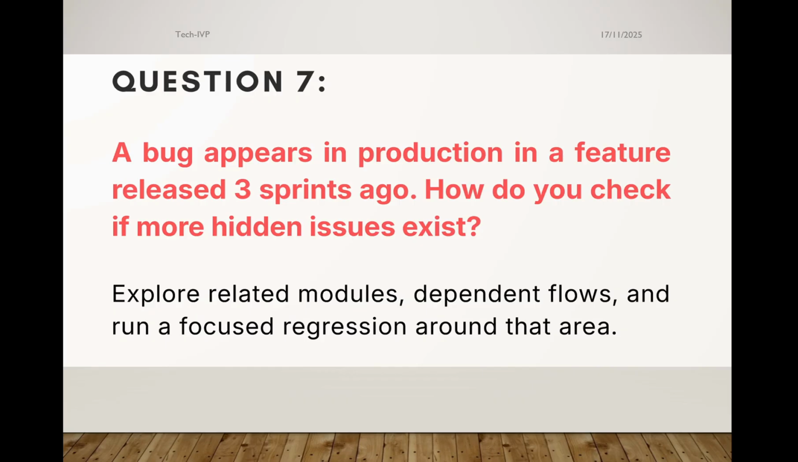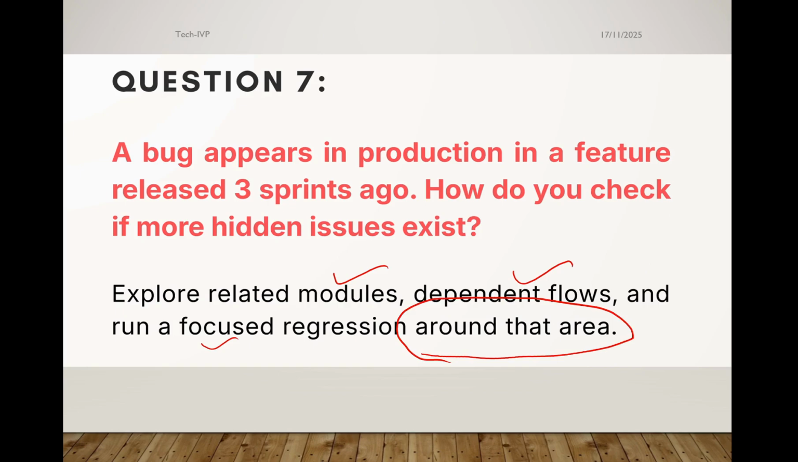Okay, next question: a bug appeared in production in a feature released 3 sprints ago. How do you check if more hidden issues exist? So in that case, first explore related modules, dependent flows, and run a focused regression around that area. On the specific area, you have to run regression testing.